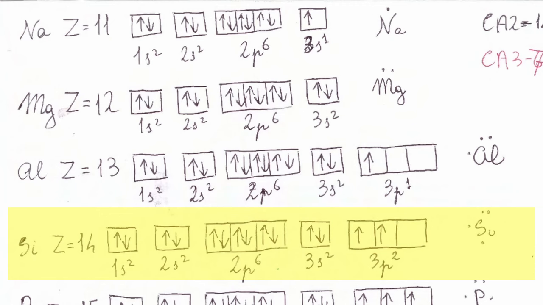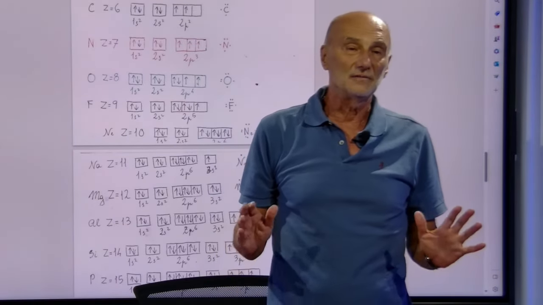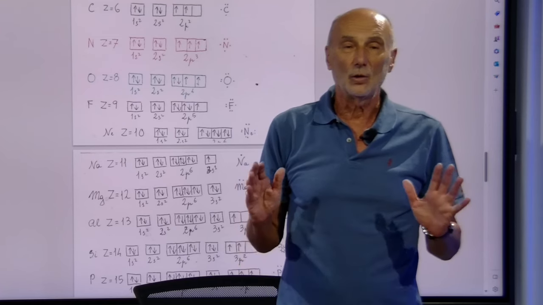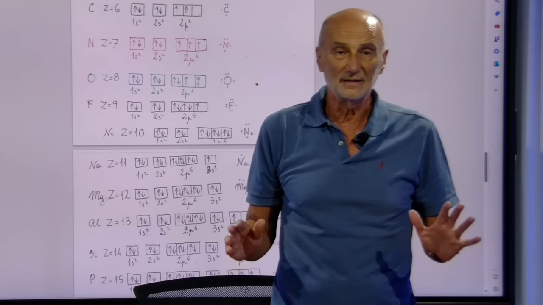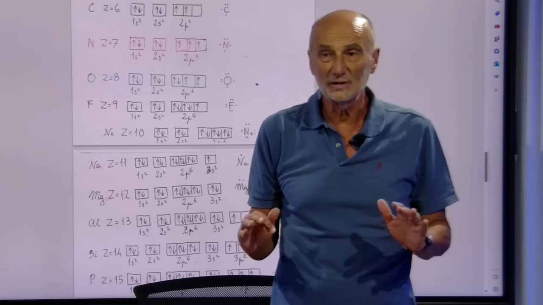2 electrons in the 3s, 2 electrons in 2s, 1 electron in 2p, 1 electron in 3p, another electron in 3p, another electron in 2p. So they appear to have very similar chemical and physical behavior. And also in this case, these two elements have the same number of electrons in the outer shell.